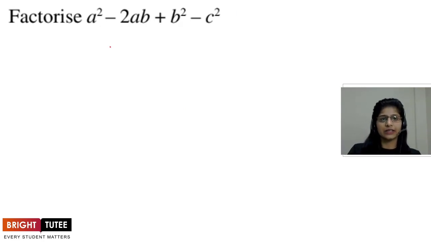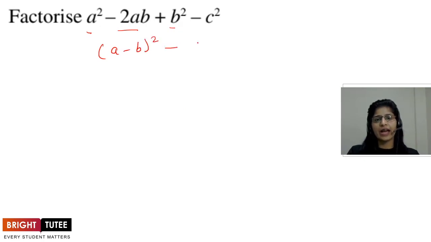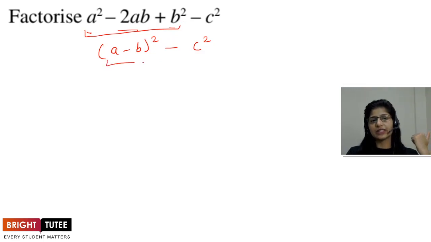So you see here, this is a square minus 2ab plus b square. This is the square of (a - b) whole square, and c square. Can we write that? Yes, a square minus 2ab plus b square. So if we just focus on these three, it is a square plus b square minus 2ab, that is (a - b) whole square minus c square. Now if you see, this and this are squares of two terms, so this can be written as a square.